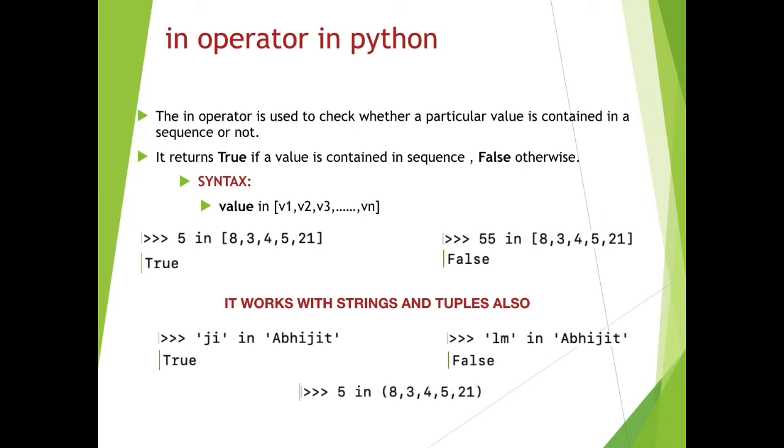If I use a tuple here, if I write 5 in 8, 3, 4, 5 and 21, here I have used a tuple. How can you come to know that I have used a tuple? Because I have used the first bracket in this case. Therefore, I'll get the result as how much? I'll get the result as true.